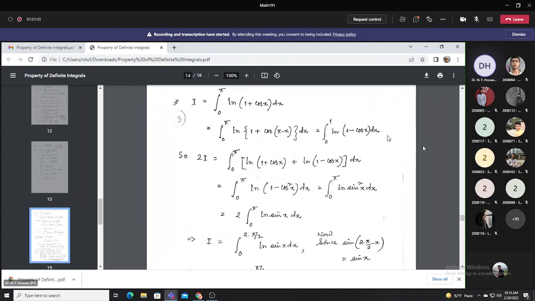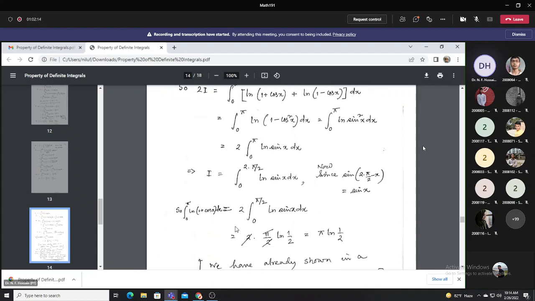So if you add these two, you will get in the left side I plus I, because both the integrals are equal to I. So in the left side, you are getting 2I. In the right side, integration 0 to pi ln of 1 plus cos x plus ln of 1 minus cos x. So ln of a plus ln of b gives you ln of a into b. So it will be ln of 1 minus cos squared x, and 1 minus cos squared x means sine squared x. And you can take the 2 outside. So it becomes 2 into integration 0 to pi ln of sine x.